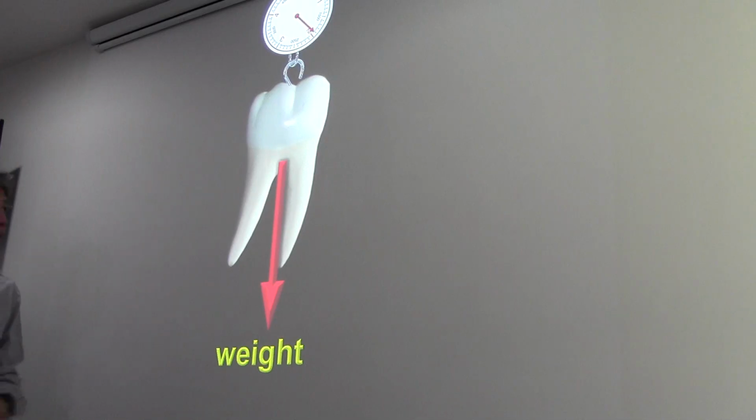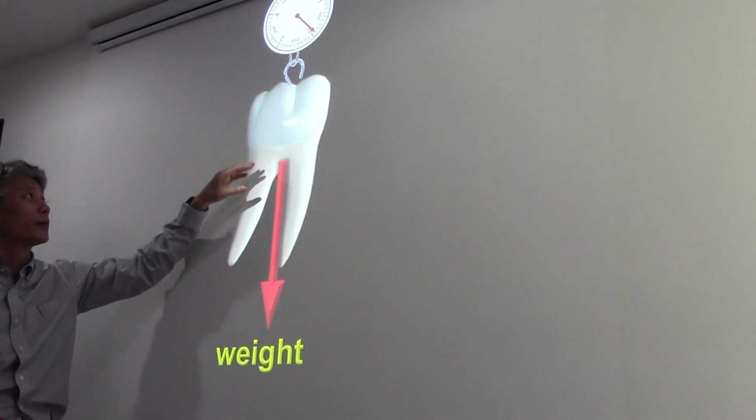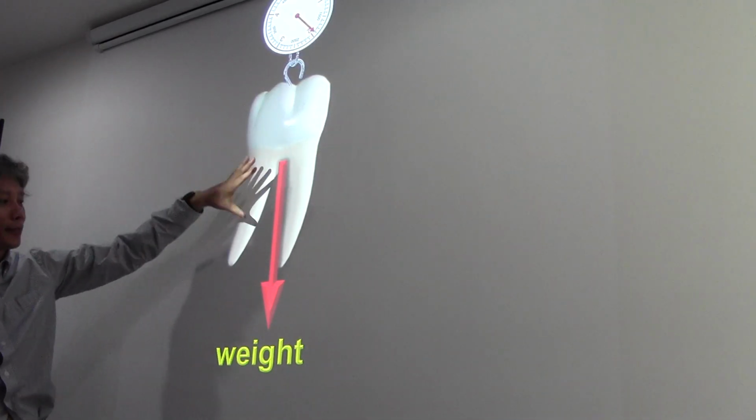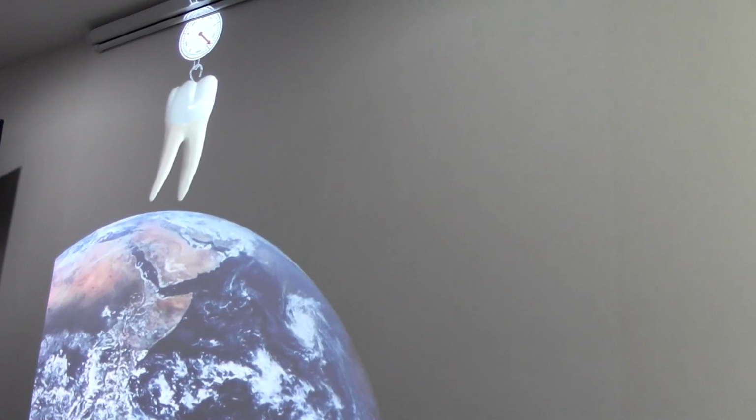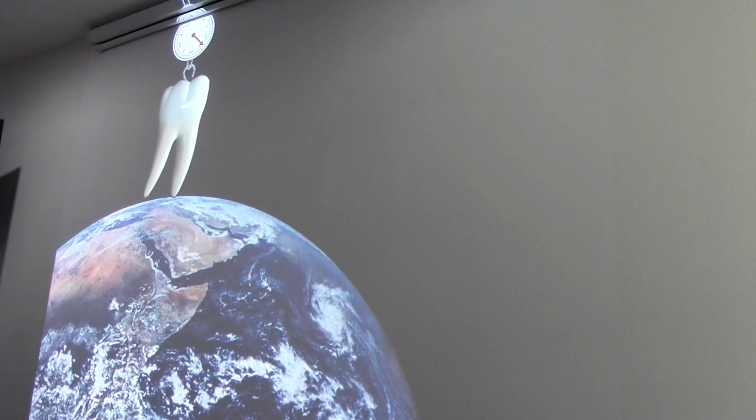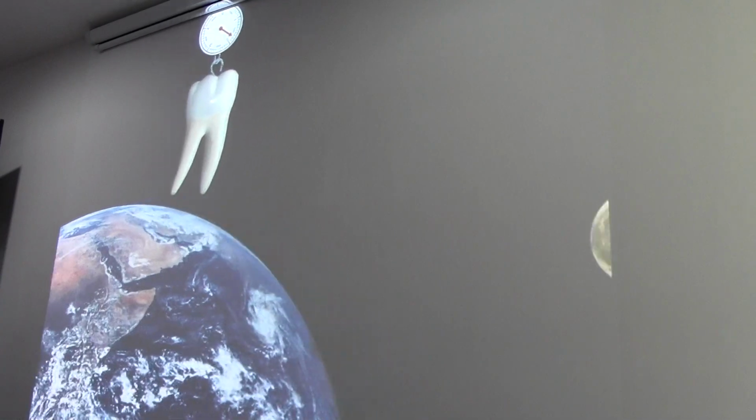Every object has a mass. Something like extracted teeth is located here. We weigh it on the scale and it gives you a weight. Okay? But weight is different according to the place it is. On the Earth, it has a weight like that.